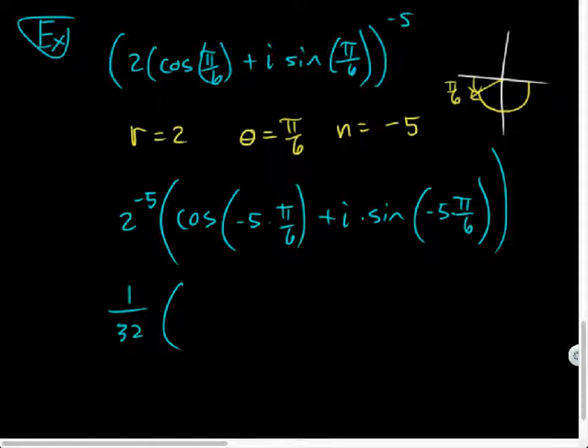And it's in this quadrant. And I've got the snifflies. Sorry. And both sine and cosine are negative in that quadrant there. So let's rewrite these with reference angles. So cosine is now negative cosine of pi over 6 plus I times the negative sine of pi over 6.